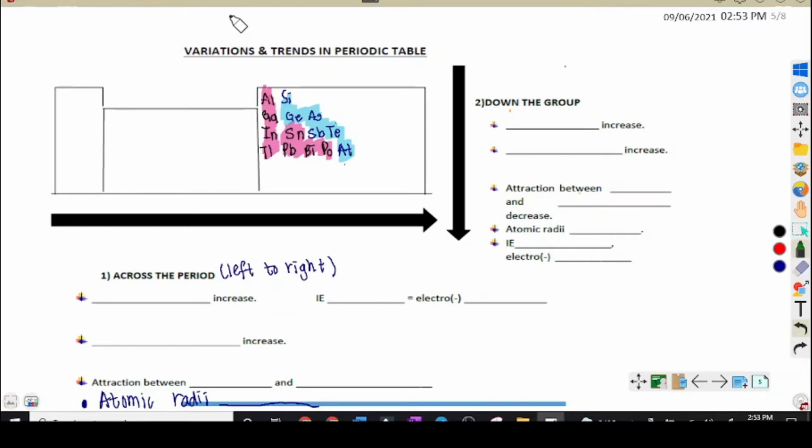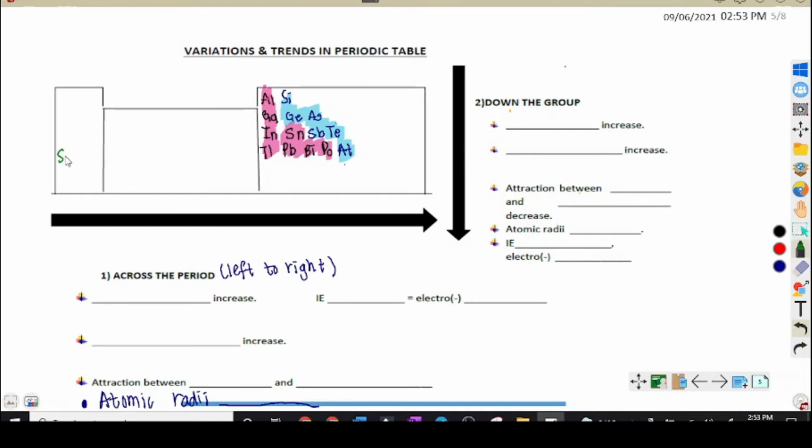The first thing that we have to know in chapter 3 is the variations and trends in the periodic table, which involve three things. That is when moving across the period from left to right, when going down the group, and the last one will be specifically for the transition elements in period 4. So we're going to divide the periodic table into three blocks.